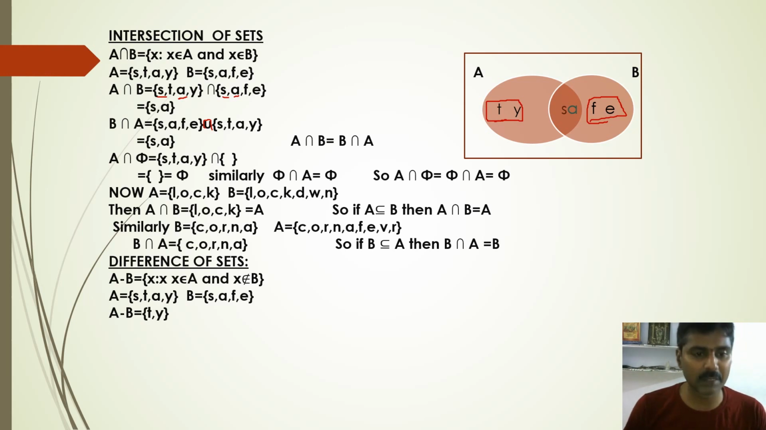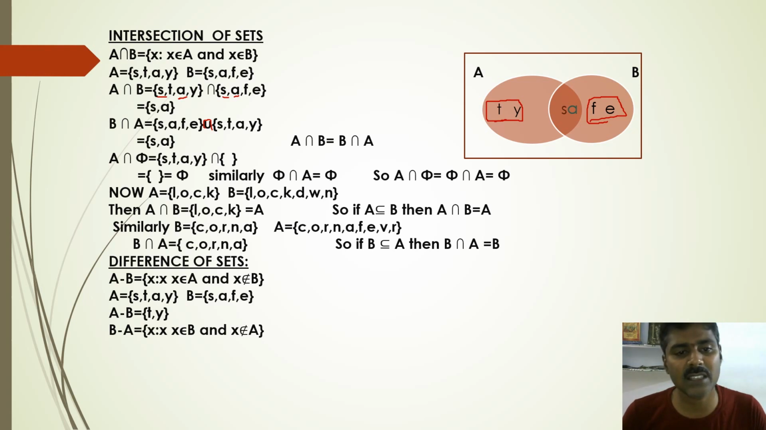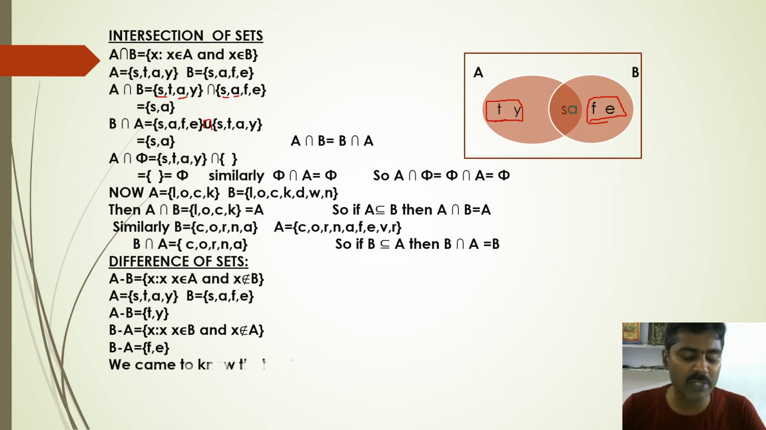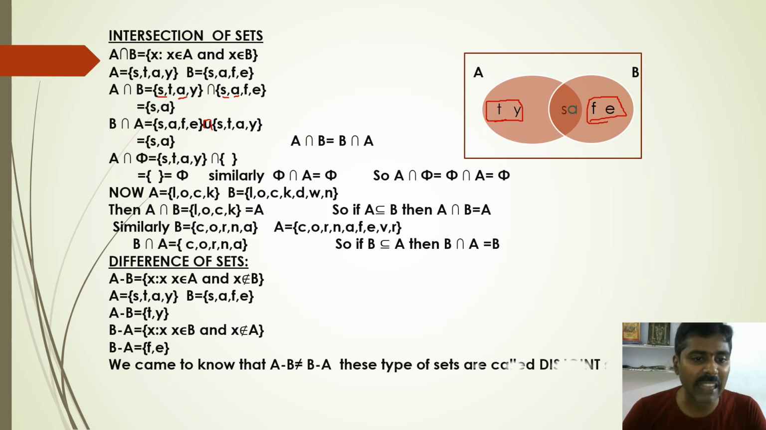Similarly, we will do with B minus A. B minus A is nothing but x such that x belongs to B and x does not belong to A. So the same example, if I apply B minus A, what I will get? From the Venn diagram, you can see this clearly. This is A minus B and this is B minus A. So this is the difference of sets. Observe that A minus B never equals B minus A unless A equals B.